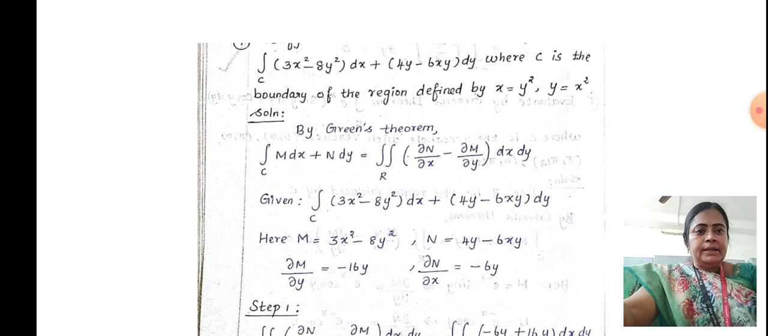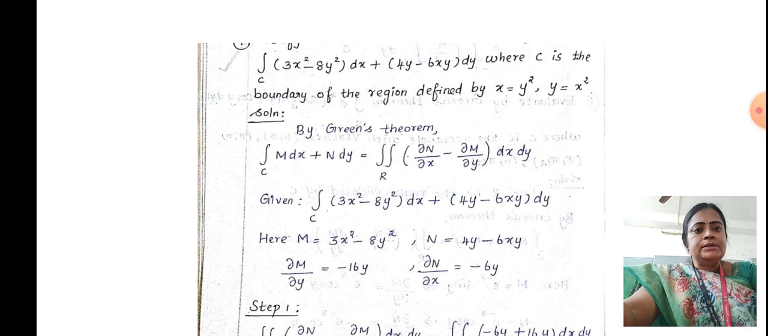After finding M and N, for the right hand side we have to find dou N by dou x and dou M by dou y. So we differentiate M with respect to y and N with respect to x. Dou M by dou y: differentiating 3x square gives 0, minus the differentiation of y square is 2y, so minus 8 into 2y is minus 16y. Similarly, dou N by dou x: differentiation of 4y with respect to x is 0, minus differentiation of 6xy gives 6y.